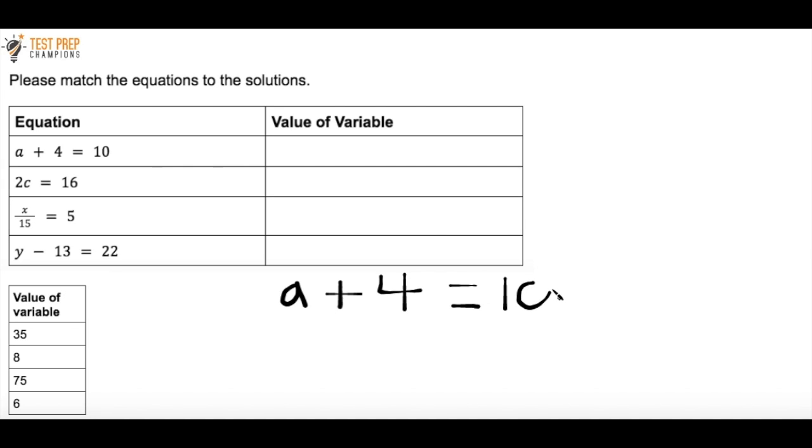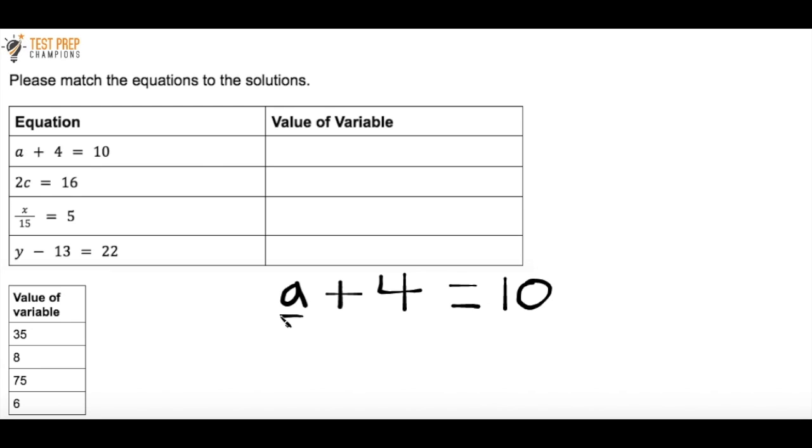When it comes to solving equations, what you really want to do is take your variable and get that by itself on one side of the equation. If you're wondering what a variable is, it's just a fancy word for an unknown. We use a letter to represent something when we don't know what it is. So here we have a plus 4 equals 10. A is my letter, so a is my variable.